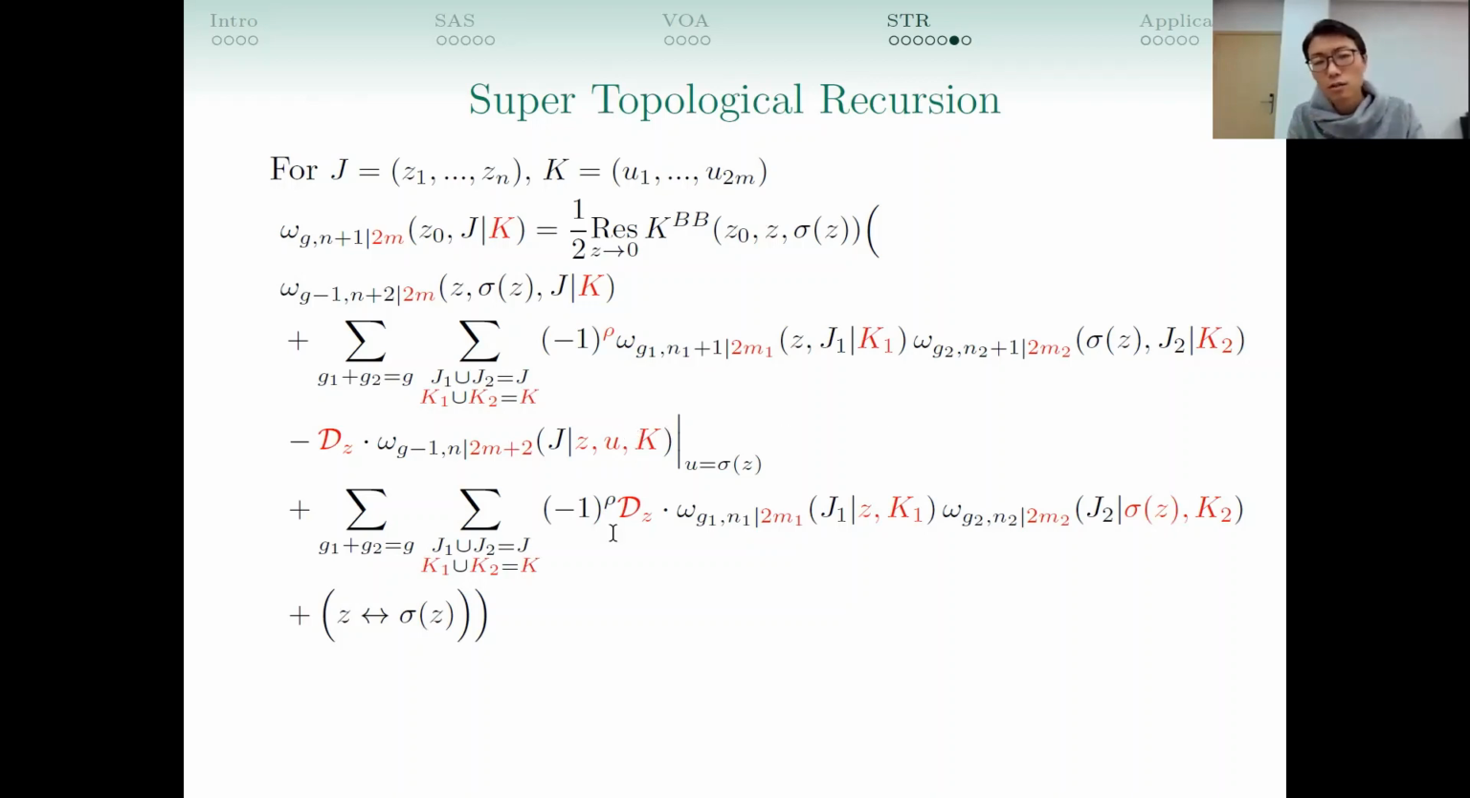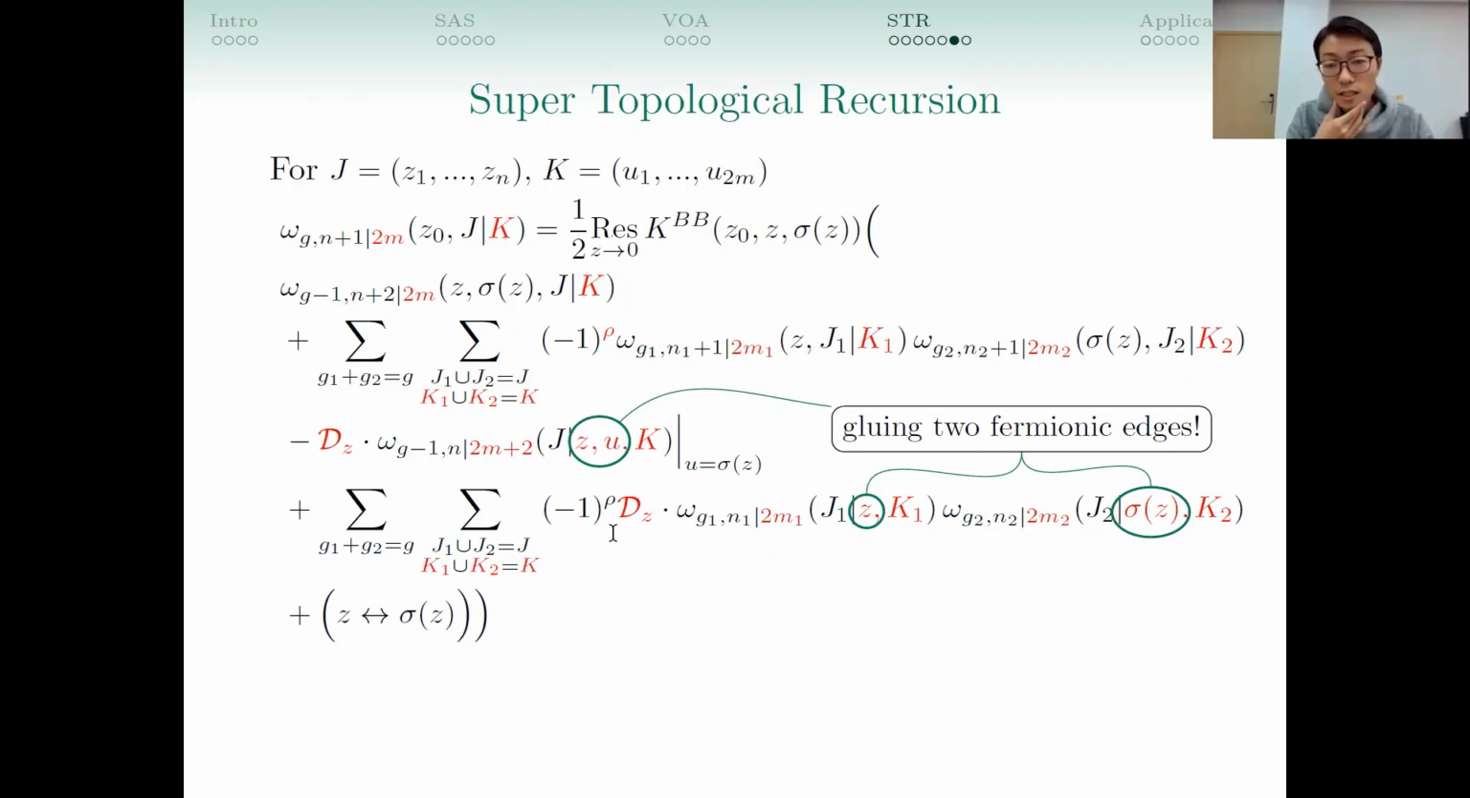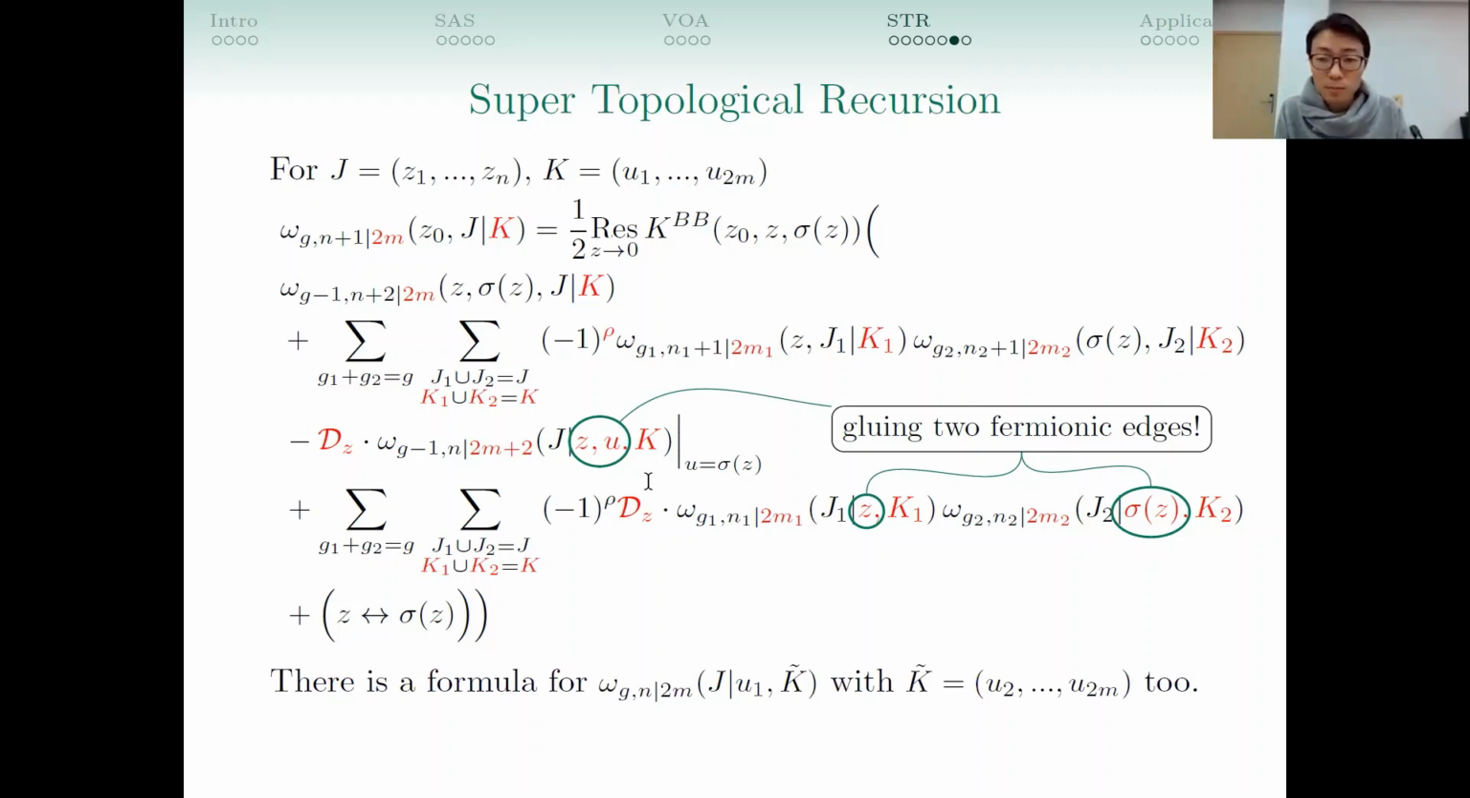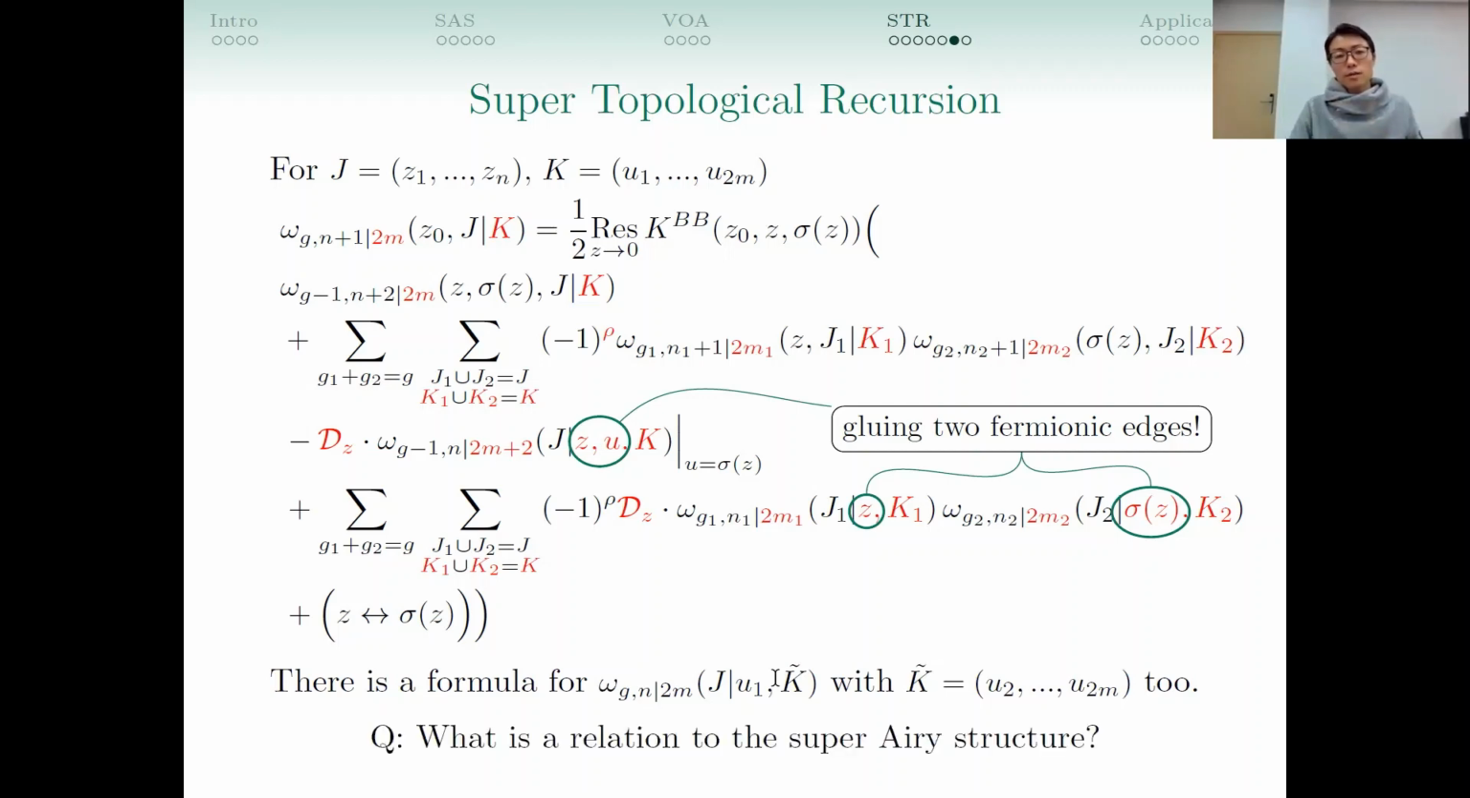Now for the super topological recursion, you actually have to add the following terms. You might find it a little complicated, but basically these terms describe how to glue two fermionic edges. And then still you can think of path decomposition. But this is actually very natural: if you look at loop equations, this is a very natural gluing in the sense of path decomposition. Then I will skip writing down the formula for this fermionic recursion, but you can find it in one of our papers. All right, so this is the construction of these differentials by the super topological recursion.